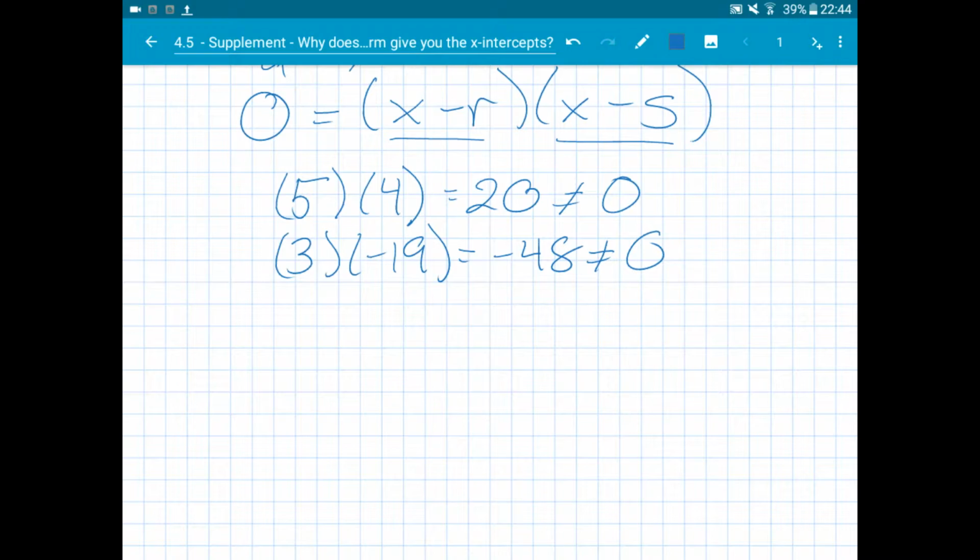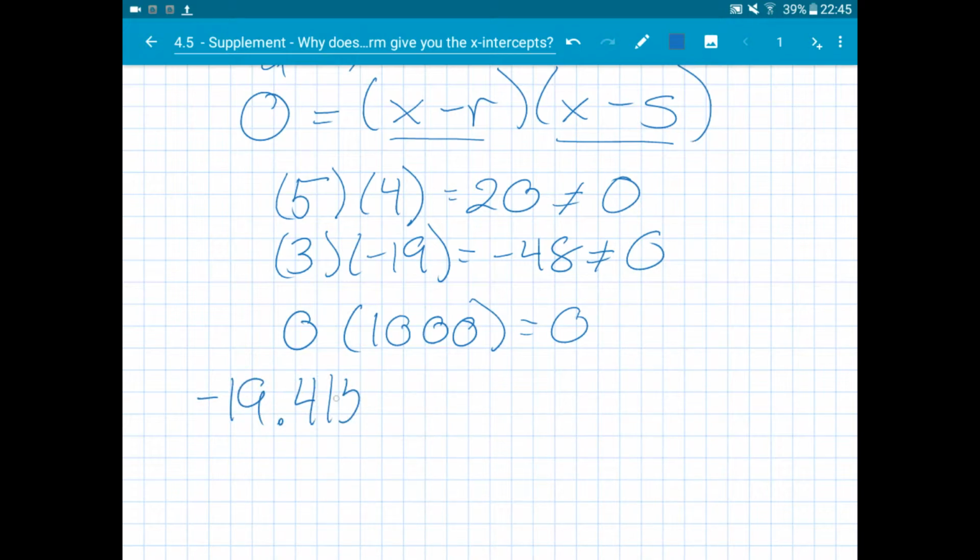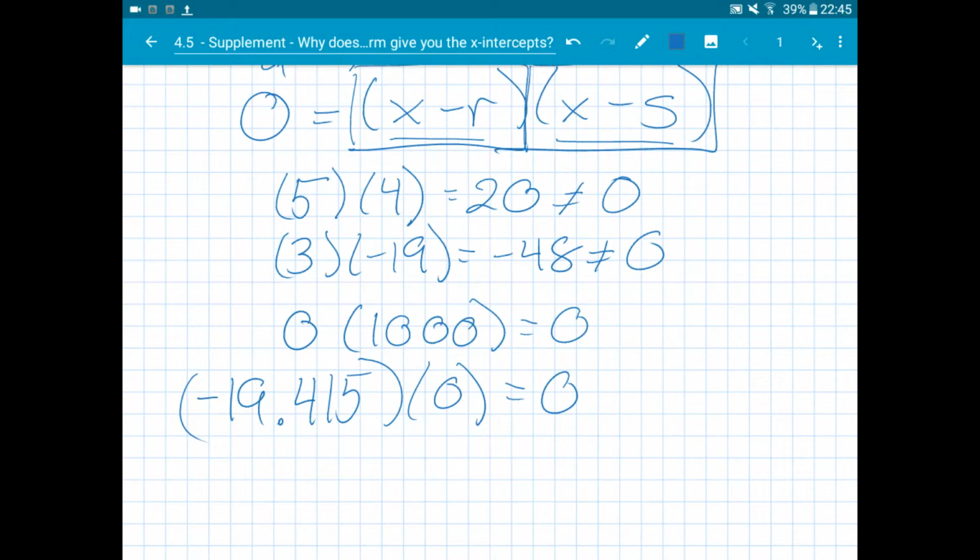I'll leave a little pause here so maybe you can get it yourself. What does one of these numbers have to be in order for us to get 0? Do you get it? Do you see it? Okay, so one of them has to be 0. So 0 times 1,000 equals 0, or minus 19.415 times 0 equals 0. So either x minus r or x minus s has to be equal to 0.